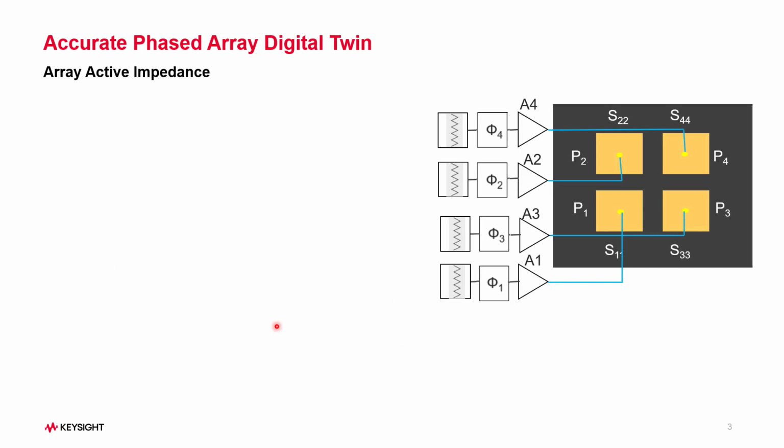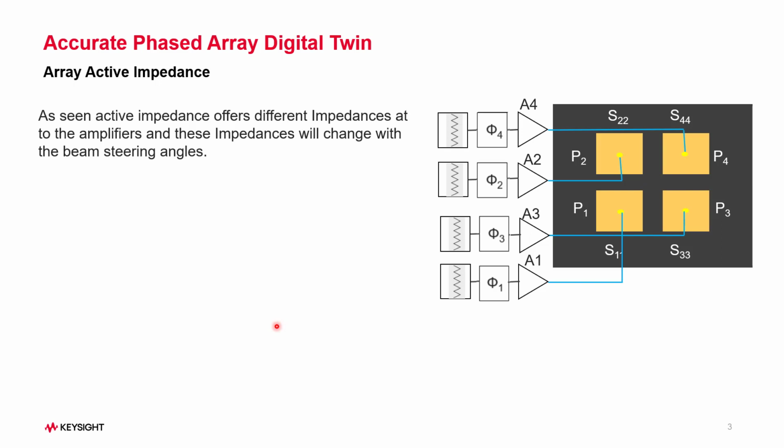Let us take a simple phased array subsystem as shown here. We have 4 programmable attenuators, 4 phase shifters, 4 amplifiers connected to our 4-element patch antenna array. All these amplifiers will see different impedances as we steer the beam. While the reflections at P1, P2, P3, and P4 are different for a given angle, these reflections or these impedances experienced by the amplifiers will change as we steer the beam.